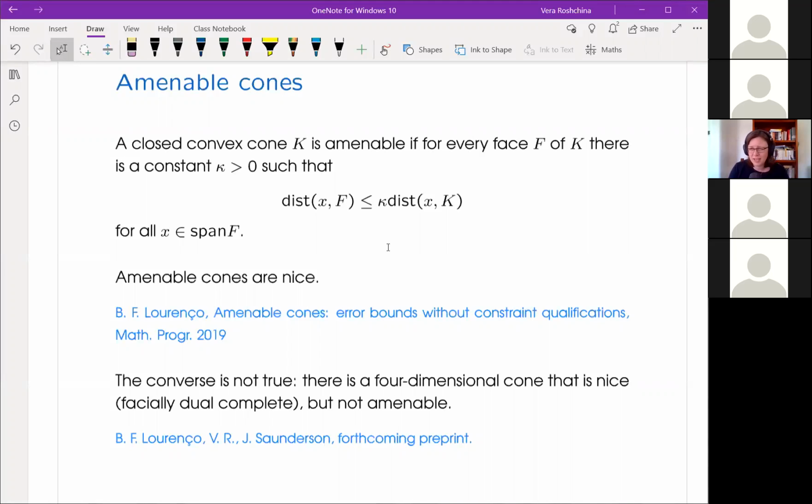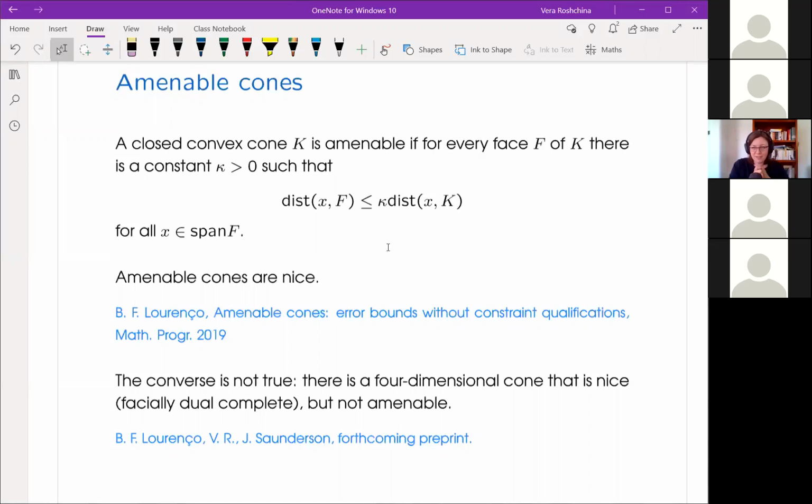He was at that time at the University of Tokyo, producing this very nice condition: you call a closed convex cone amenable if you can bound the distance from every point in the linear span of the face of the cone to the face by a constant times the distance from a point to the cone. I thought that must be equivalent to niceness. And in fact, Bruno has proven that amenable cones are nice. So he has proved it in one direction.